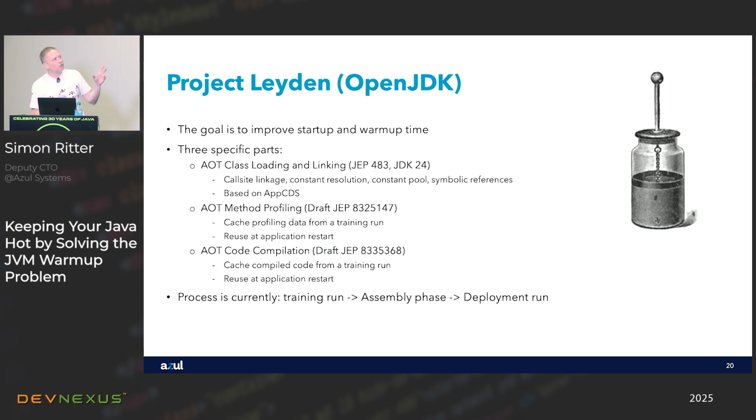Now, right now, they actually have this in three phases. So they do a training run to collect the information, then they have an assembly phase, and then they have a deployment run. Obviously, a lot of this will look familiar because it's exactly the same as what I just described in terms of what we do with Ready Now. It's just that OpenJDK has finally caught up with what we have done.